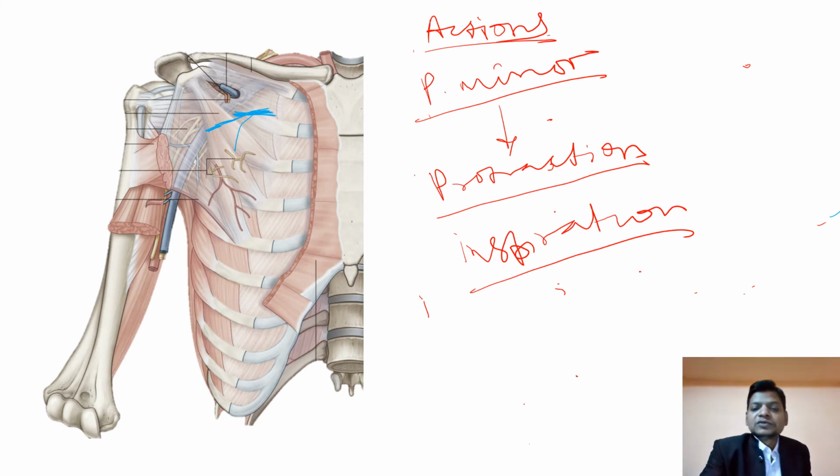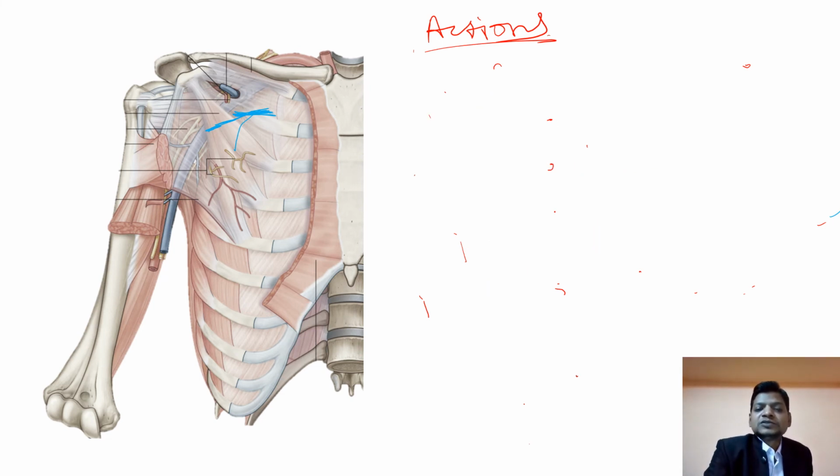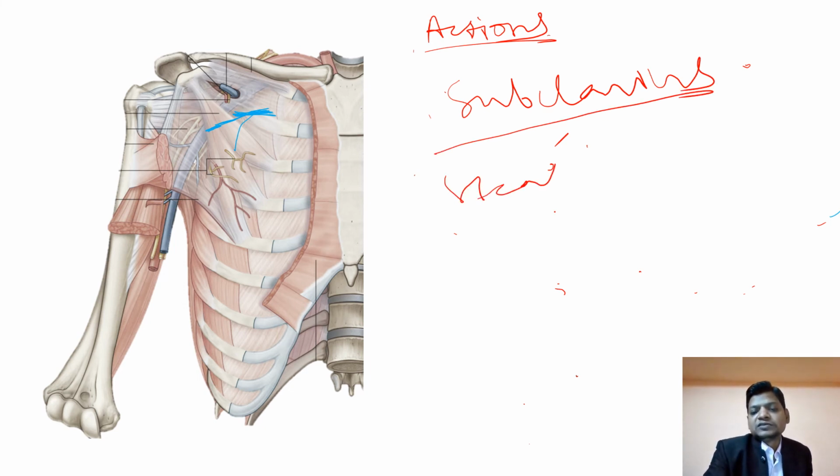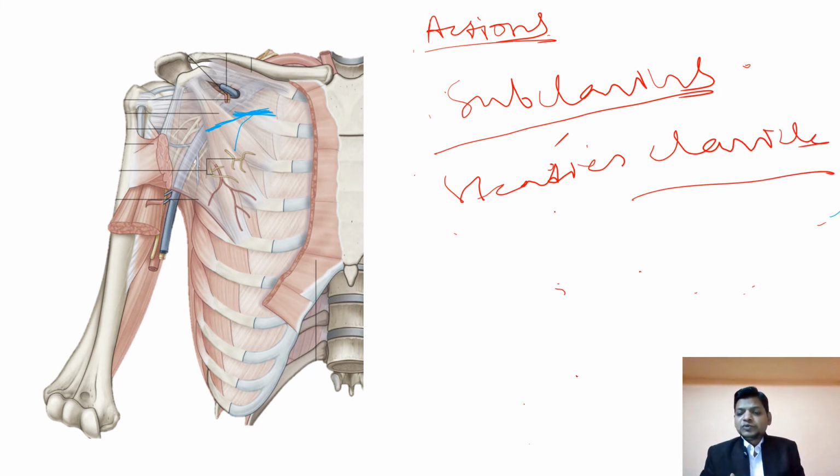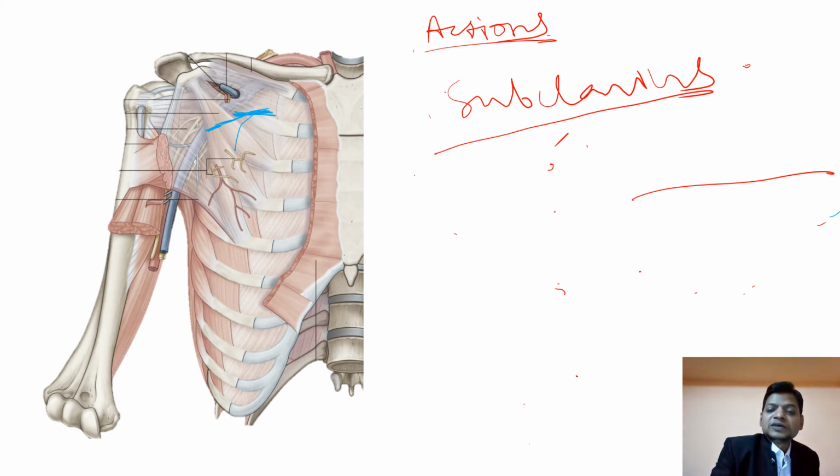Okay, what about subclavius muscle? This is a small muscle. It steadies the clavicle during the rotatory movement during overhead abduction. It steadies the clavicle at its place. Second, it also stabilizes the saddle joint between the sternum and clavicle, the sternoclavicular joint. So these are the two actions of the subclavius muscle.